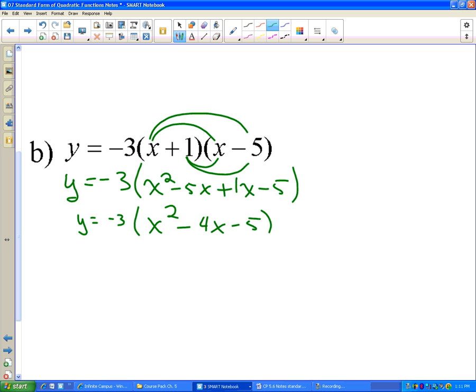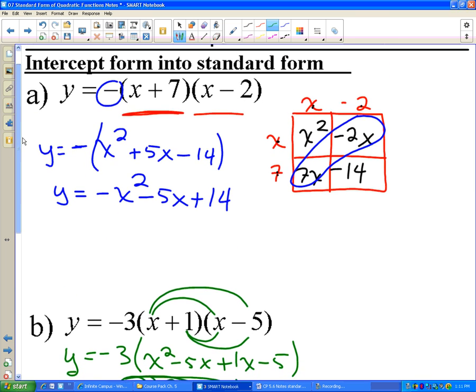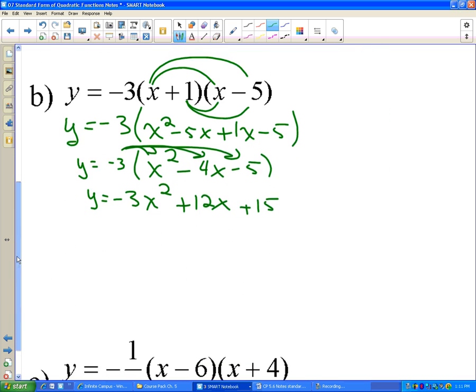Distribute the negative 3 to every part of my equation. I get y is equal to negative 3x squared plus 12x plus 15. That's how I do these problems. All I'm doing is expanding to standard form, ax squared plus bx plus c. I can change anything that is in intercept form to standard form.